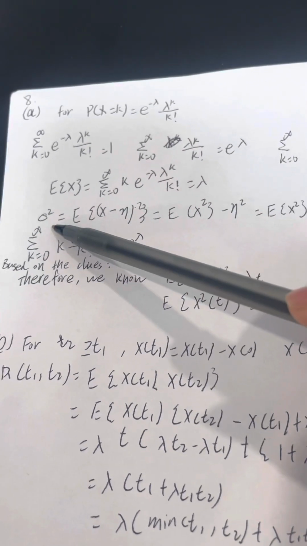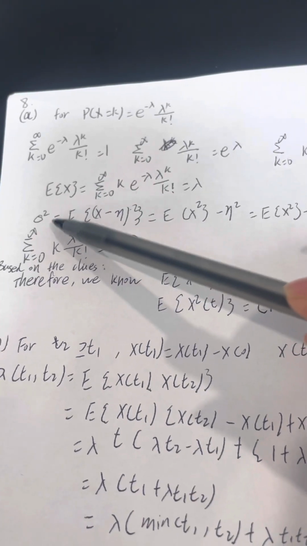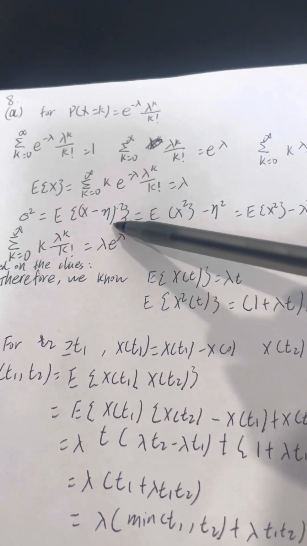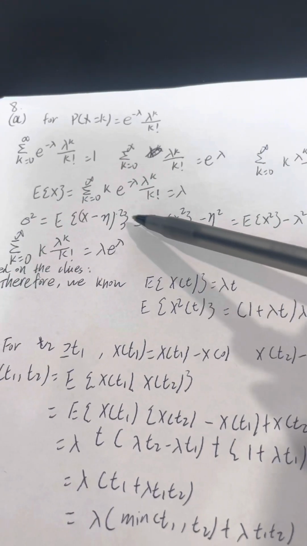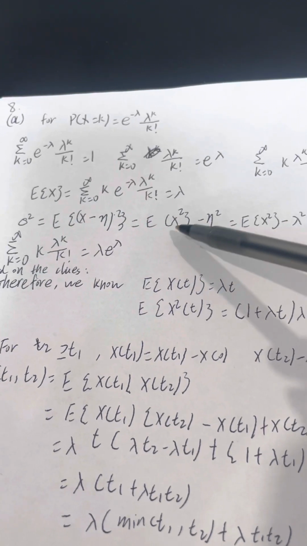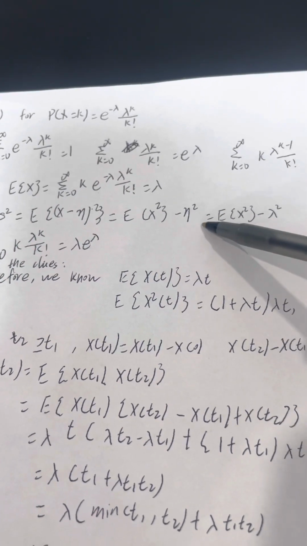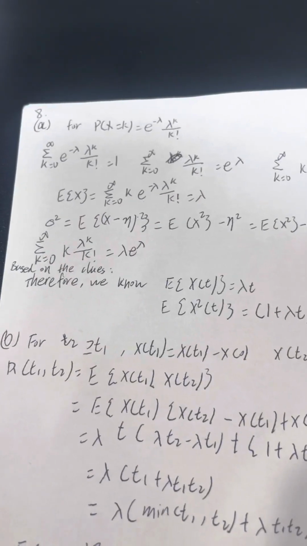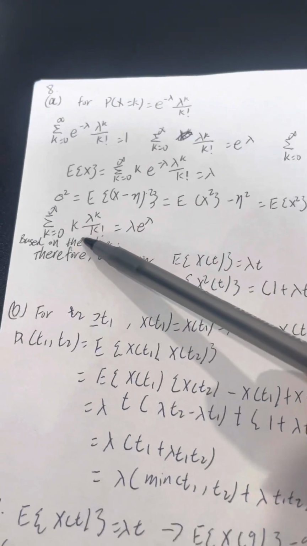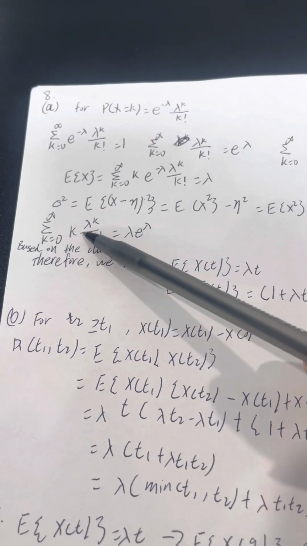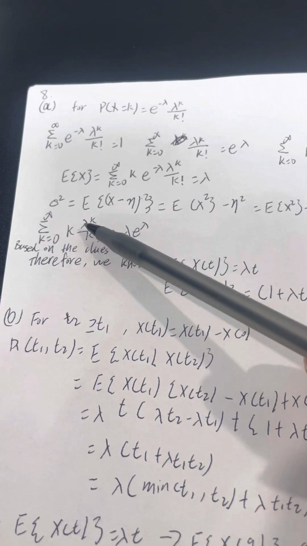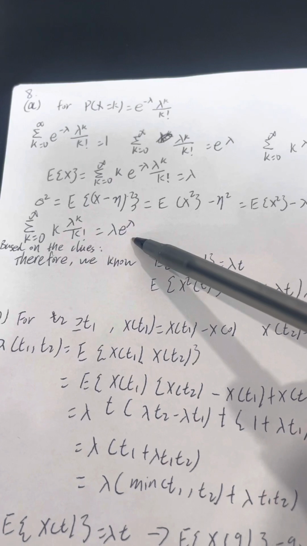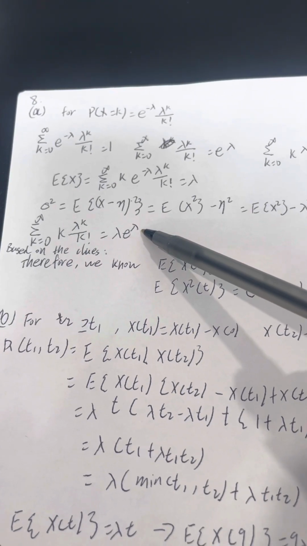For the variance, sigma squared is equal to E of (X minus mu) squared, which is equal to E of X squared minus mu squared, equal to E of X squared minus lambda squared. And the summation of k squared times lambda to the k over k factorial is equal to lambda times (1 plus lambda) times e to the lambda.